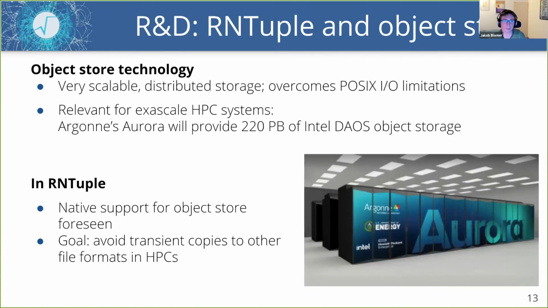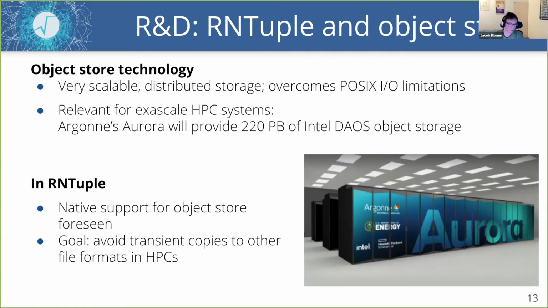Now switching topic a bit to distributed storage: RNTuple and object stores. That is also one of the goals, that we have native access for object storage. We do this because we expect that future HPC systems will more and more be using object stores instead of shared POSIX cluster file systems, simply because they scale better. One example of an HPC going in this direction is Argonne's Aurora, which will provide 220 petabytes of DAOS object storage as the main storage for the machine.